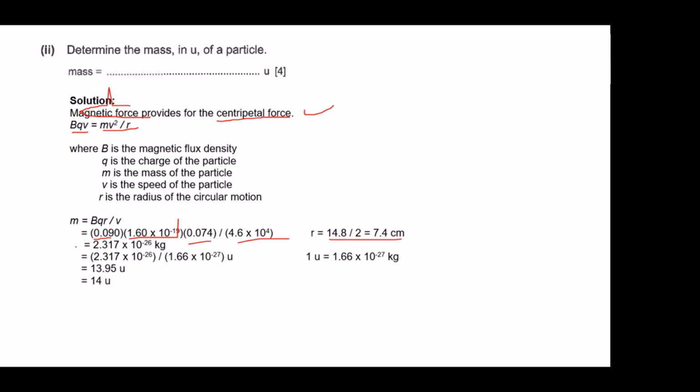Once you have found the answer in kg, remember they want it in terms of u, atomic mass unit. So 1 u is 1.66 times 10 to the power minus 27 kg. Make sure you know how to convert kilogram to atomic mass unit, right? So work it out, and you'll get about 14 u.